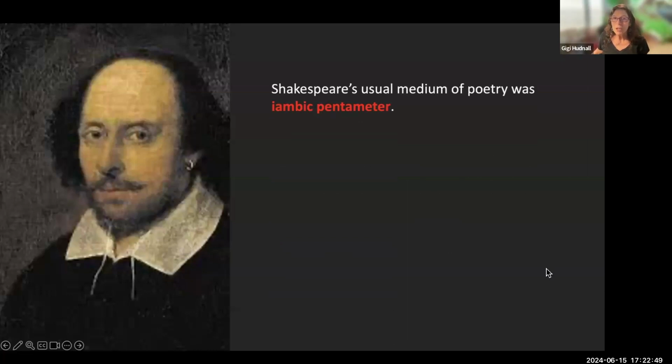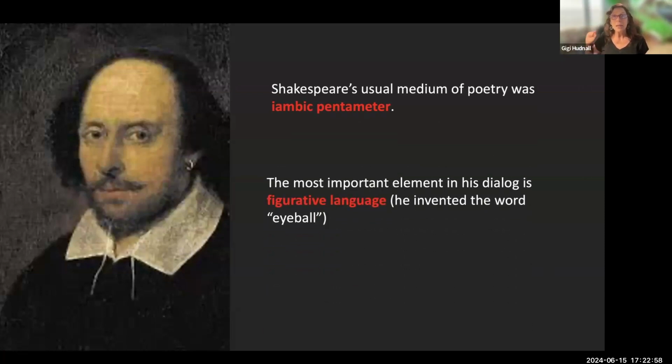So Shakespeare's unusual medium of poetry, again, the one that was created by Christopher Marlowe, was called iambic pentameter. And the most important element in his dialogue is figurative language. He actually developed many words that we use all the time. No one had ever said the word eyeball before him. And I think some of the reason why he came up with these things was so it would fit, right? Because he had to do the iambic pentameter and it didn't fit, so he needed another syllable, so he came up with eyeball. I know that he invented the word eyeball. I'd heard that. And there are several other words that are attributed to Shakespeare.